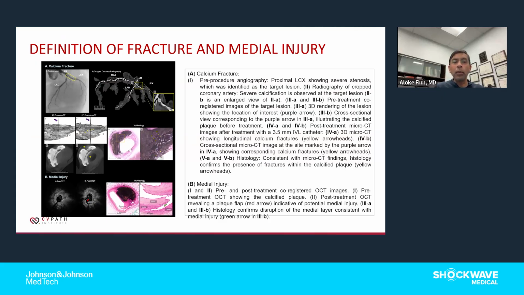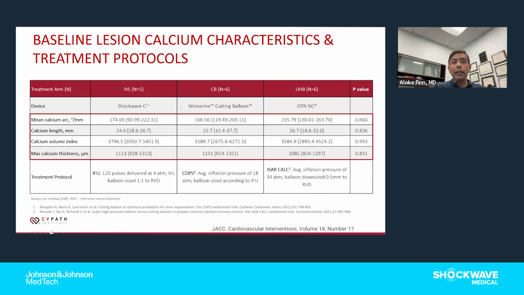Here we're using multiple methodologies: angiography, Faxitron X-ray. You can see in the middle panel the micro CT, where we're showing you pre and post fracture corresponding with histology after we had done these interventions. And then, of course, medial injury was mainly detected by histology. I can show you an example of a tear in the media shown in the lower right-hand portion. So these were the lesions that were assigned randomly to each different treatment arm.